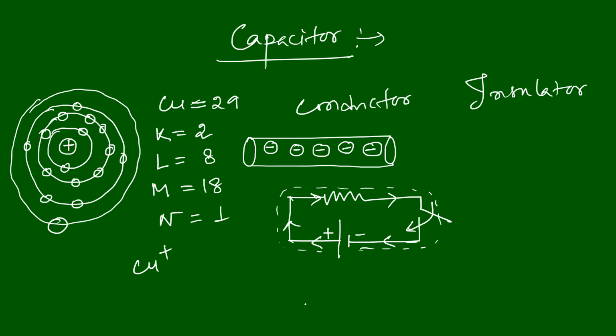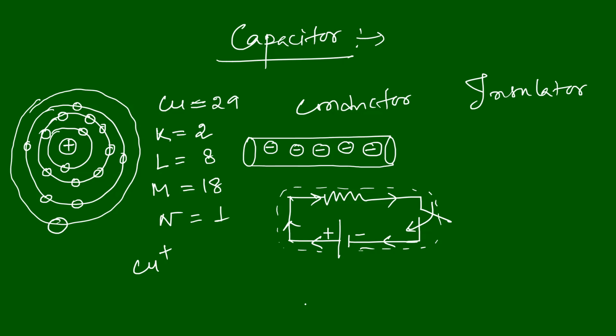Now I hope up to that point it is clear that only the electrons are flowing through a conductor, right? So the more free electrons you have, the better conductor you have. In the case of copper, the number of free electrons is less, though we use copper because it has other properties: the ductility of the wire, its cost, and other things also matter.